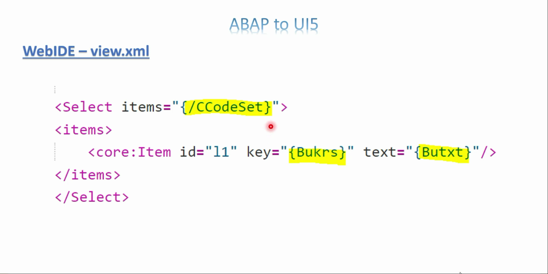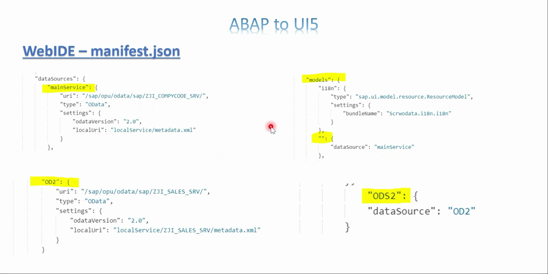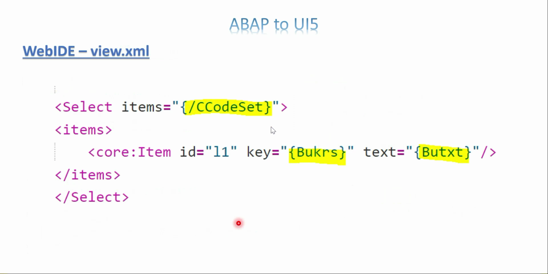What is the entity set name? Once you add an OData service, a metadata file is automatically created. I will show you that also, maybe not in the screenshots or the PPT, under your project only. Every OData service automatically gets one metadata file. It's easy to understand the entity set names, field names and everything from that file. So I'm giving slash and the entity set name within the curly braces.